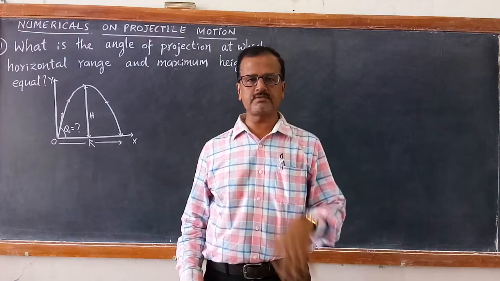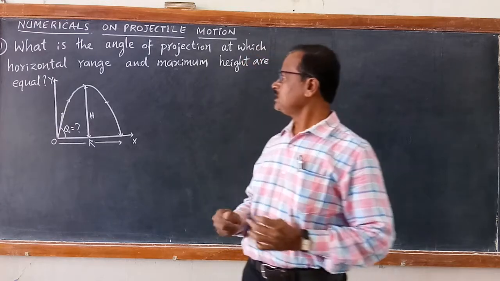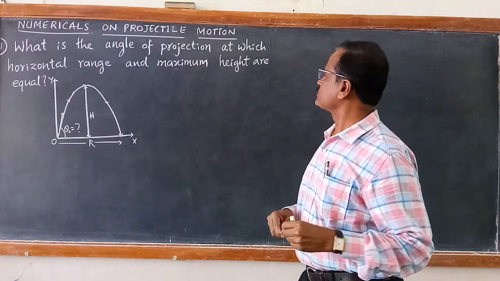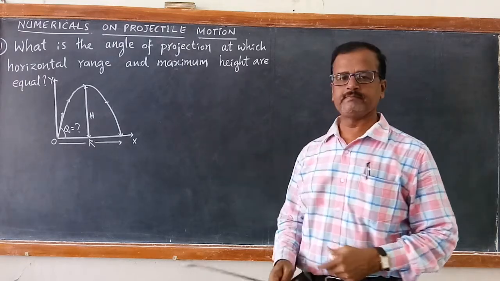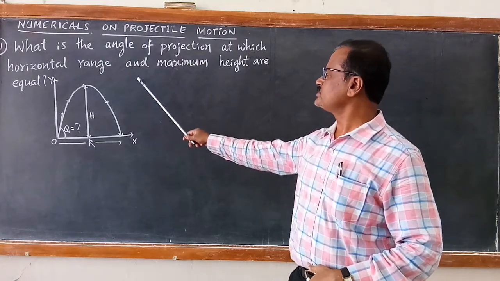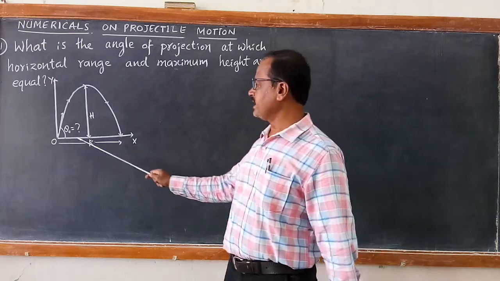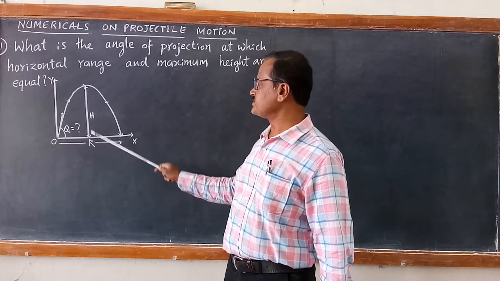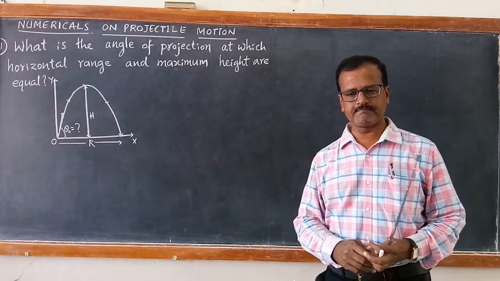Yesterday we solved some problems. Today also we will solve some problems on projectile motion. Let us see one simple problem. What is the angle of projection at which horizontal range and maximum height are equal? Very simple problem. You can see here I have drawn a schematic diagram. What is the angle of projection for which h, the maximum height, and the range are equal?